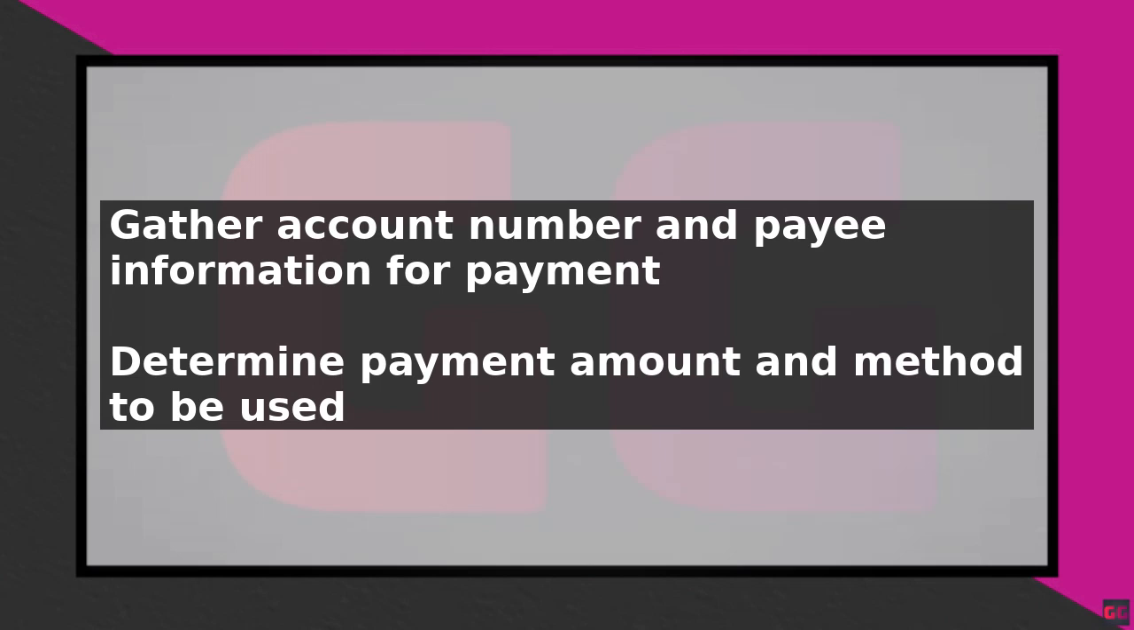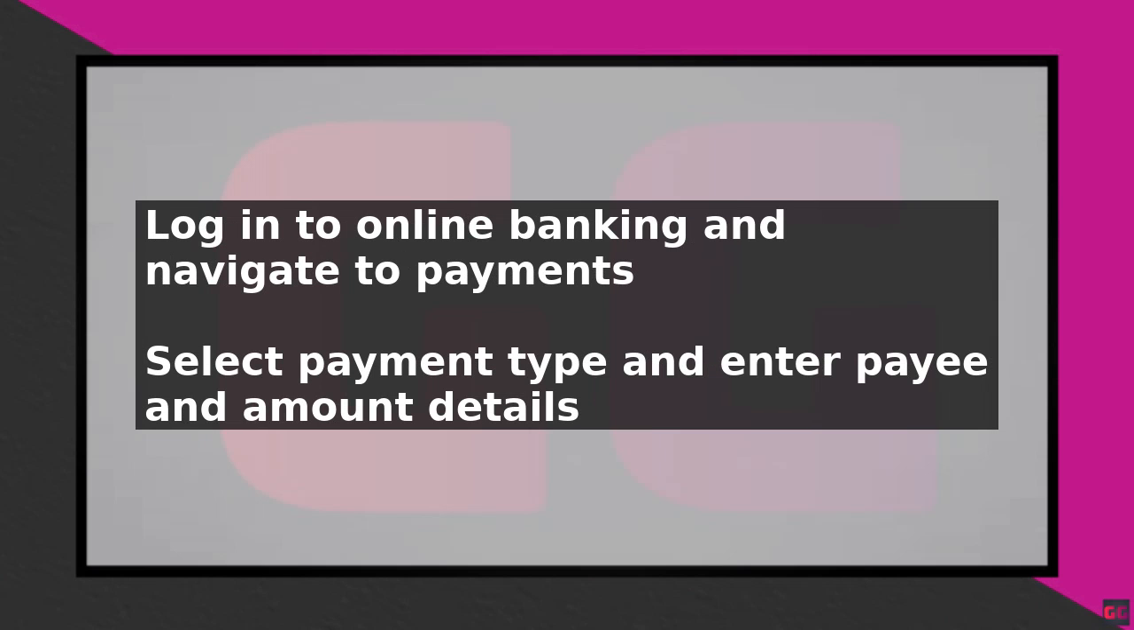banking. If you choose online banking, log into your Fifth Third Bank account and navigate to the Payments section. Select the type of payment you want to make, such as a bill payment or a transfer to another account. Enter the payee's information and the payment amount. Then review the transaction details to ensure everything is correct. Confirm the payment and wait for a confirmation message.